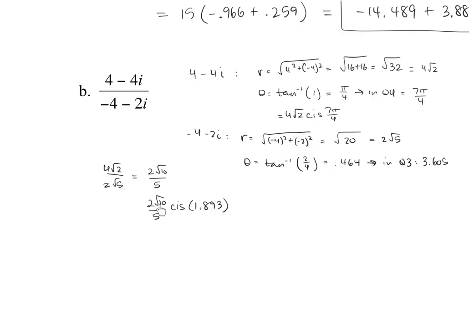So it's this modulus times the cosine of the argument. That turns out to be negative 0.4. And then when we take this modulus and multiply it by the sine of this angle in radians, that comes out to be right around 1.2. So it's negative 0.4 plus 1.2i.